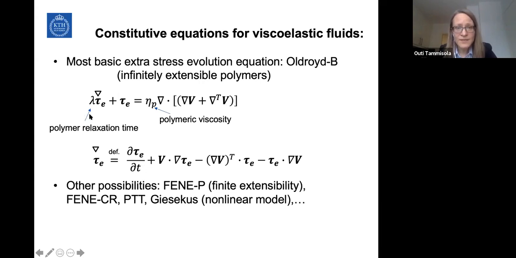Here we have the polymer relaxation time and something called polymeric viscosity. The polymers are obviously advected by the flow, and we get something with this upper triangle, which is called the upper convective derivative. It's a little bit like the material derivative, but it also looks at the situation from a reference frame which is rotating together with these polymers. So this is the Oldroyd-B model, and there are many other similar extensions, such as the FENE-P model and the Giesekus model, to name a few.